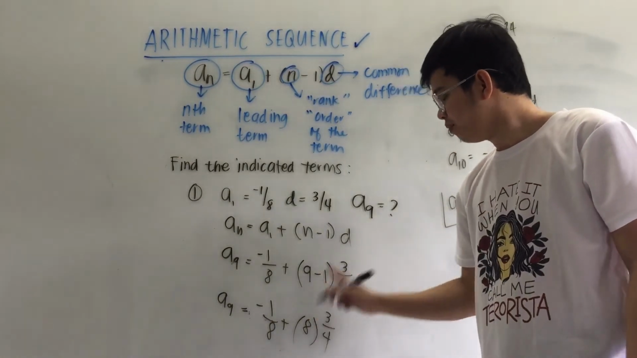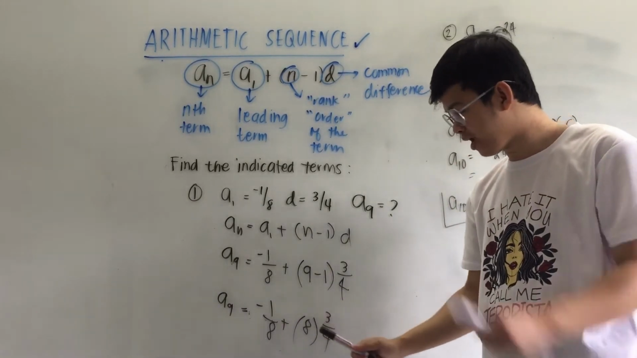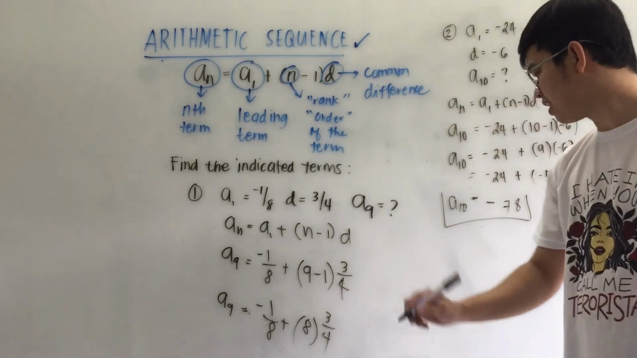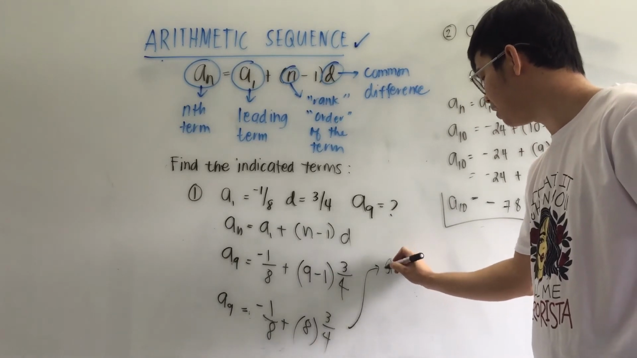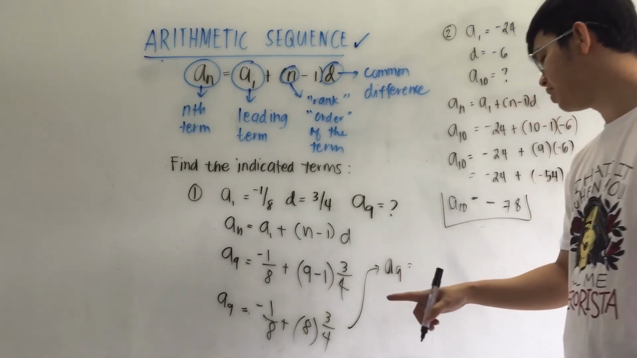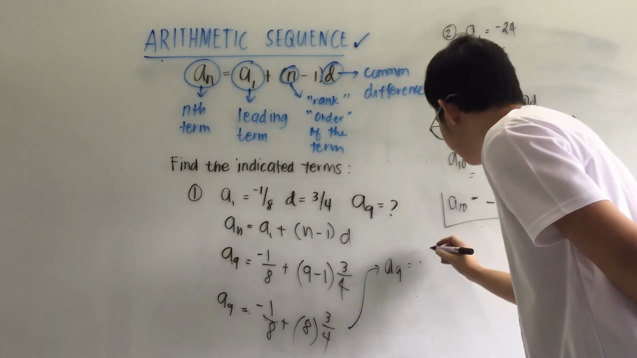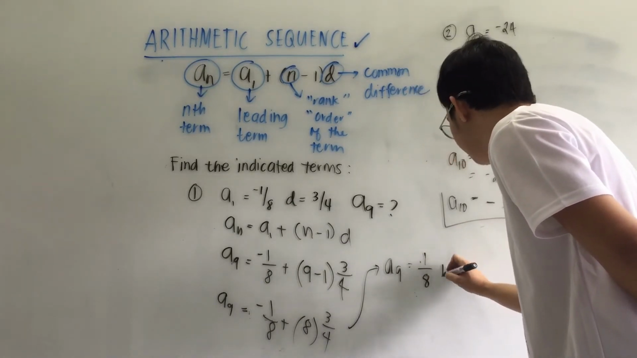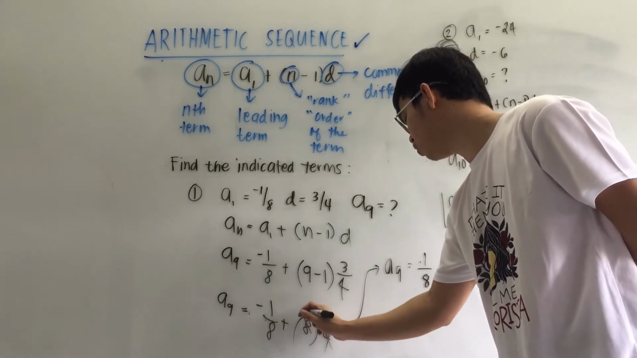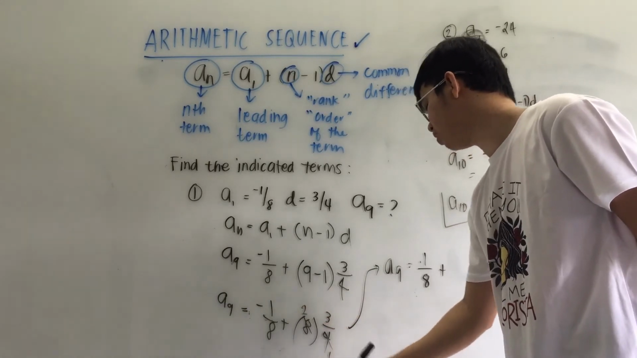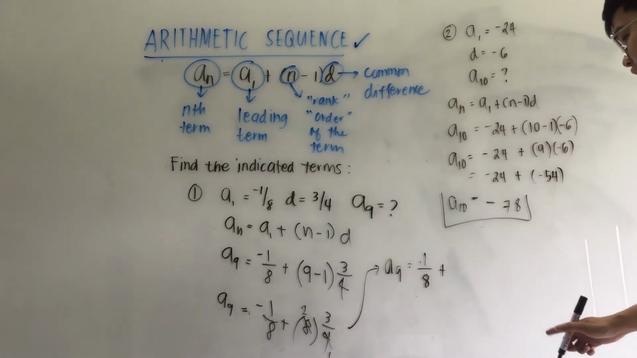Of course, if you want to solve it directly, you may do so. But if you want baby steps, I'm trying to show you 9 minus 1 and then 8, and just bring down, and then this becomes, follow the arrow, okay? So it becomes a sub 9 equals negative 1/8 plus 8 times 3/4. Then we can reduce this: this becomes 2 and 1. And then 2 times 3 is just 6, right?